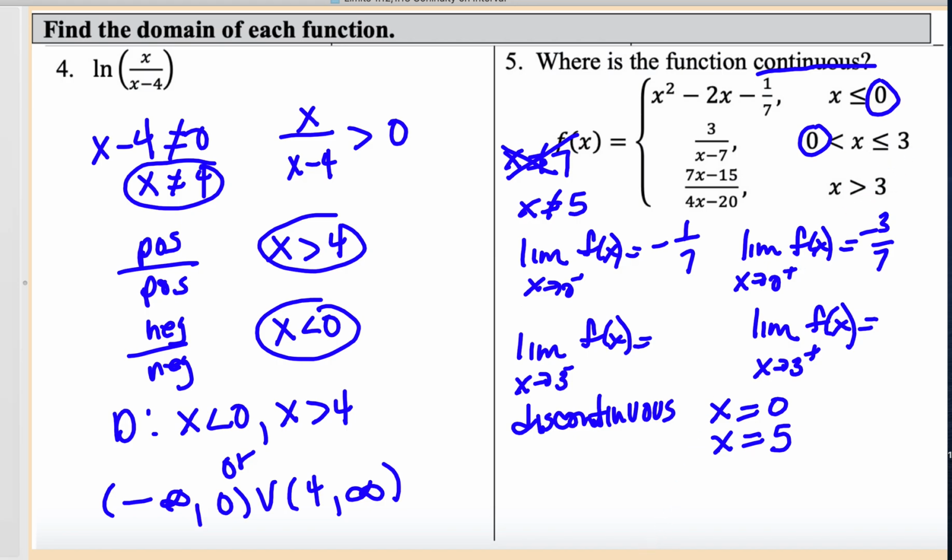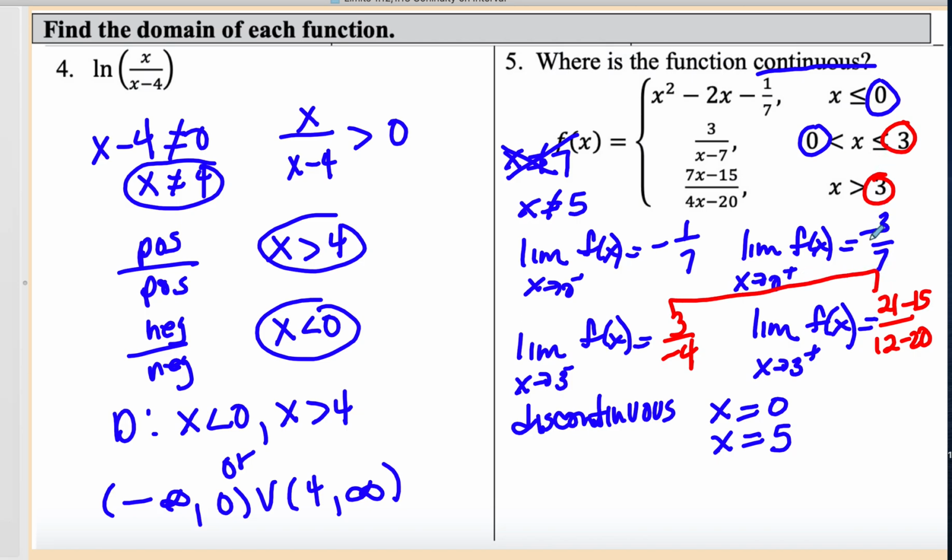Let me do another color so I know I'm doing that. Okay, so at 3, I'm going to put 3 in here. This will be 3 over -4. And now I'm going to check the right-hand side, and that'll be 21 take away 15 all over 12 take away 20. And that's -6 over -8, or 6 over -8, which is the same as this one.